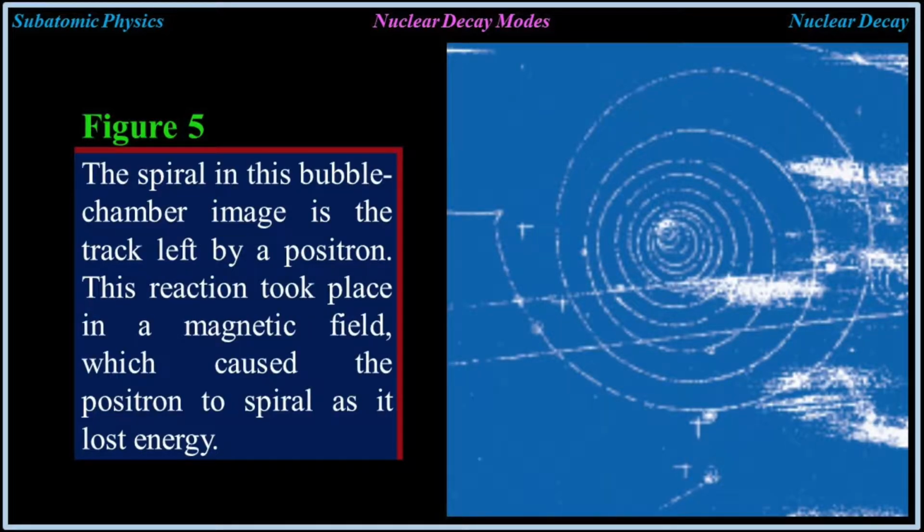Figure 5, the spiral in this bubble chamber image is the track left by a positron. This reaction took place in a magnetic field, which caused the positron to spiral as it lost energy.